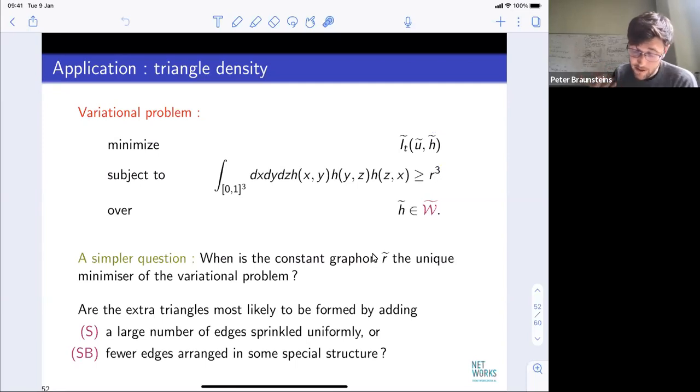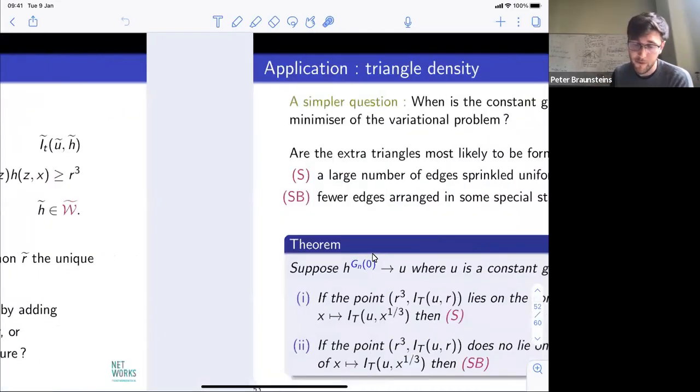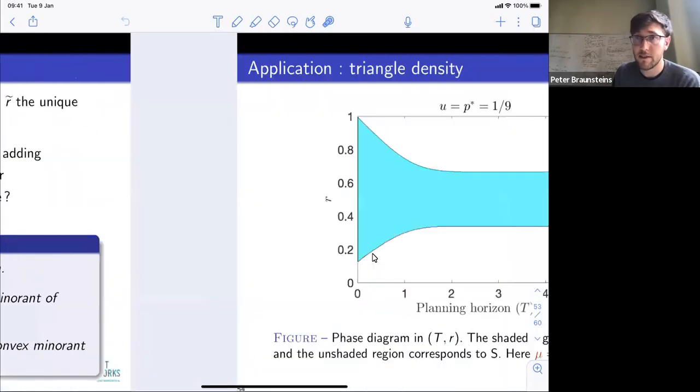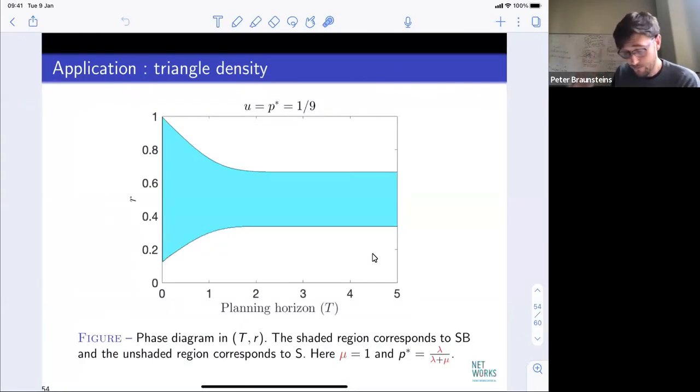That's equivalent to asking, are the extra triangles more likely to be formed by adding a large number of edges sprinkled uniformly? That corresponds to the symmetric regime. Or fewer edges added in some kind of special structure, which corresponds to the symmetry breaking regime. And we can determine when we have these two cases. That's what this theorem is saying, but it might just be easier to look at a picture.